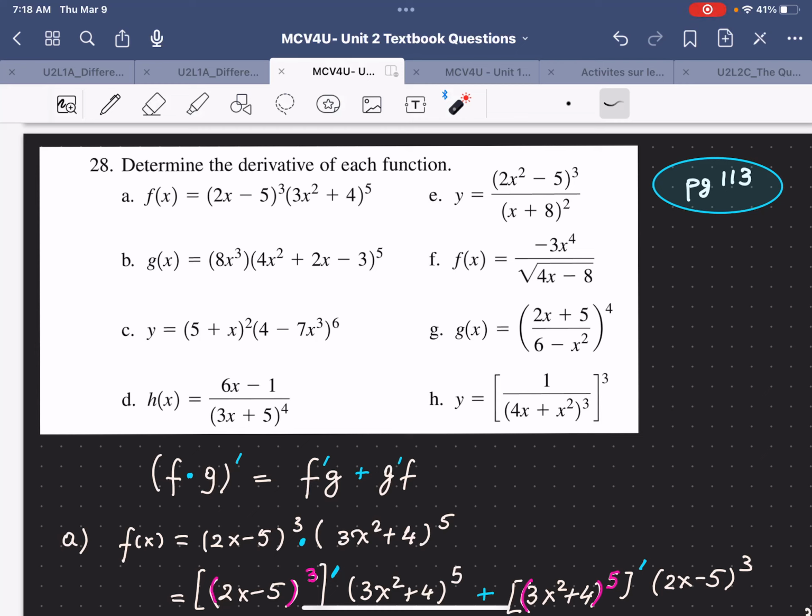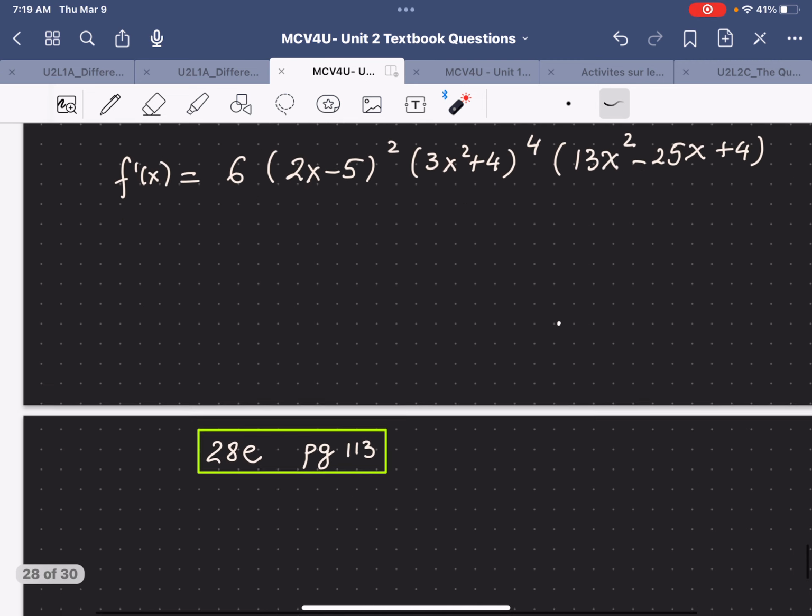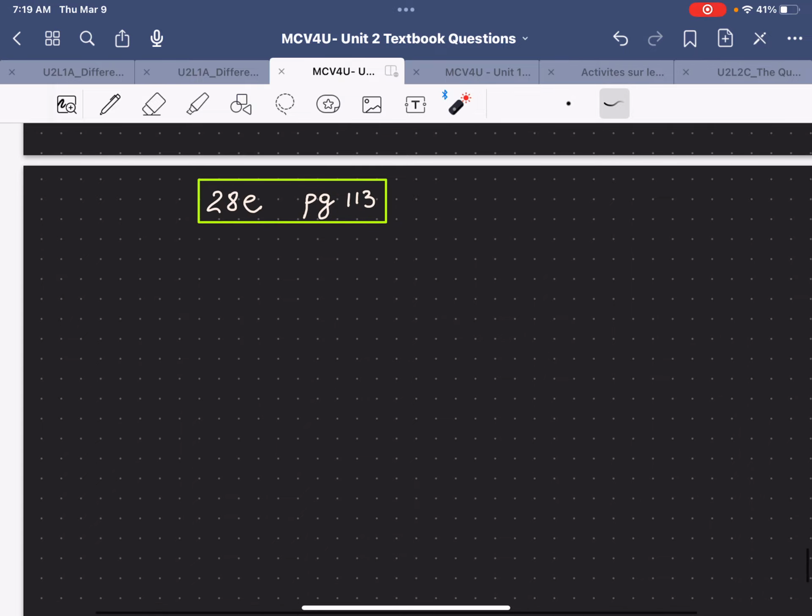We'll continue now with question number 28E on page 113. So question 28E on page 113 states that we have the function y equals (2x² minus 5) to the power of 3 over (x plus 8) to the power of 2, and we want to differentiate it. Now remember that we want to write the answer in factored and most simplified form.